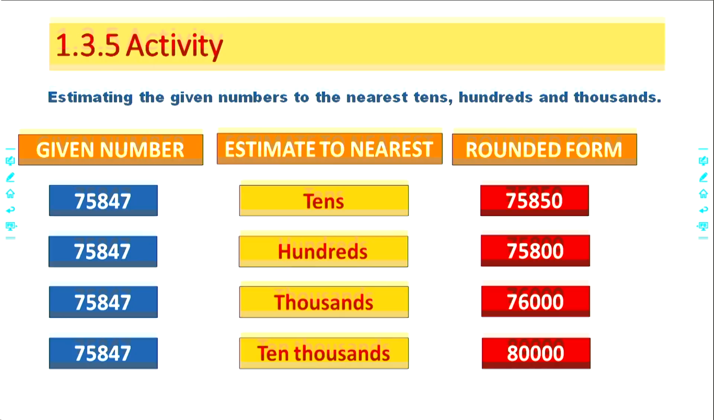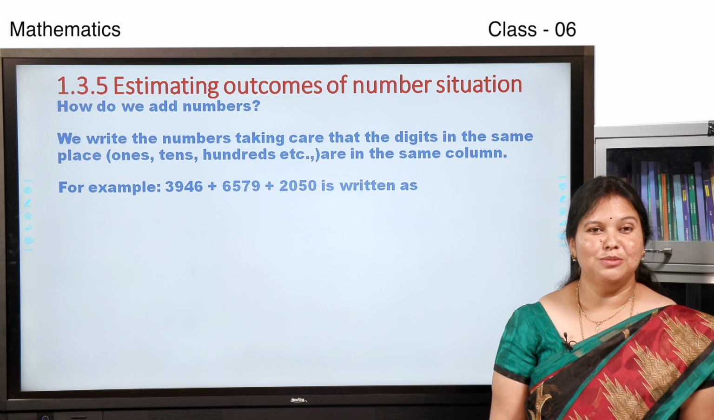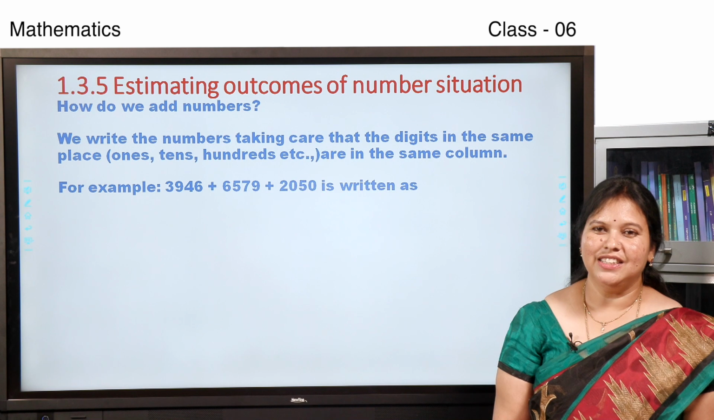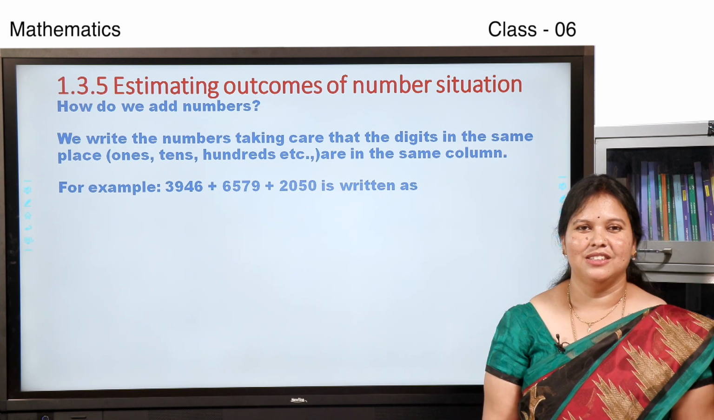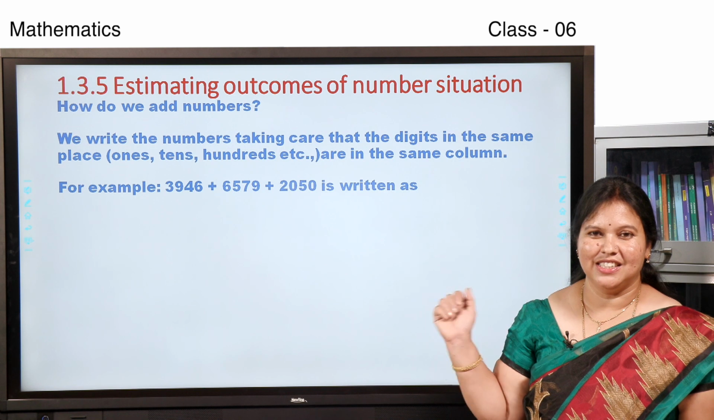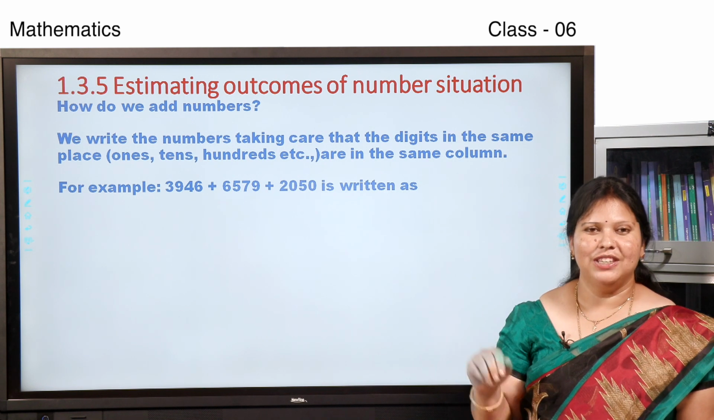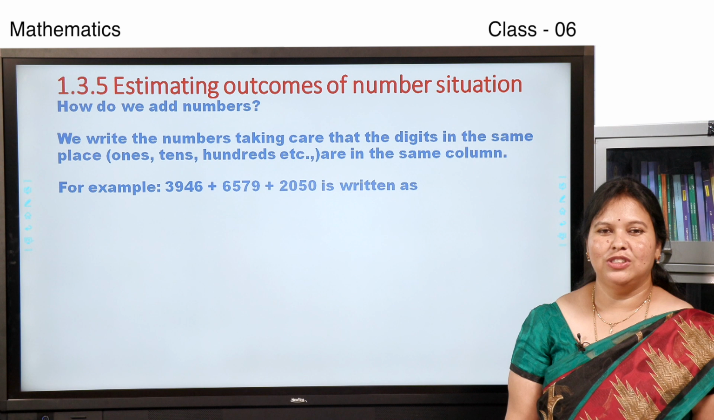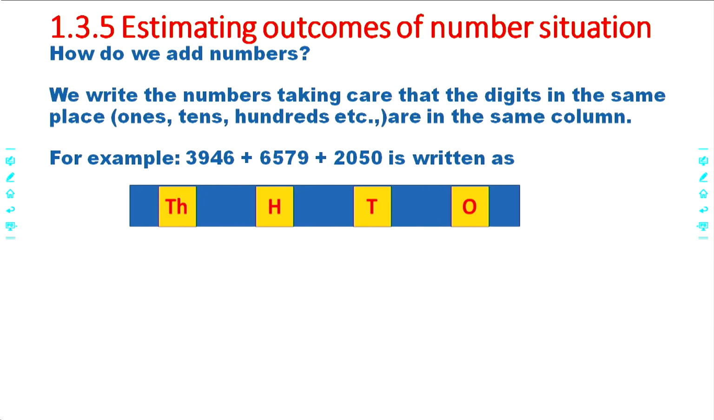Let us move on to the next. Dear children, how do we add numbers? We write the numbers taking care that the digits in the same place, meaning ones, tens, hundreds, etc. are in the same column. For example, 3,946 plus 6,579 plus 2,050 is written as follows. Here we have to add the column of ones and if necessary carry forward the appropriate number to the tens place, as would be in this case. We then add the tens column and this goes on.